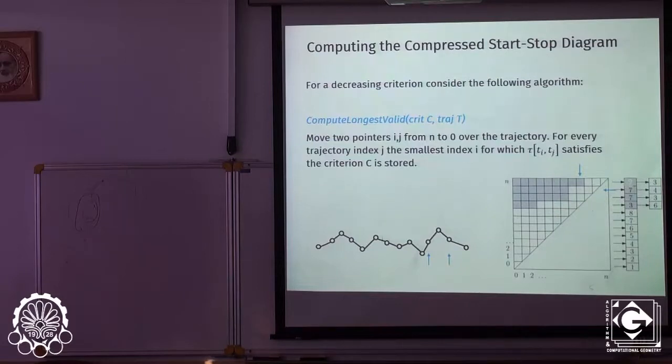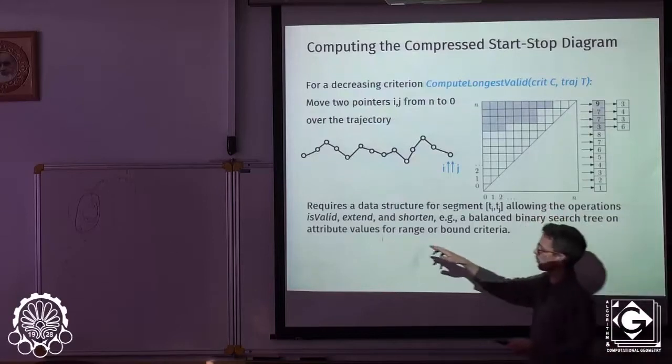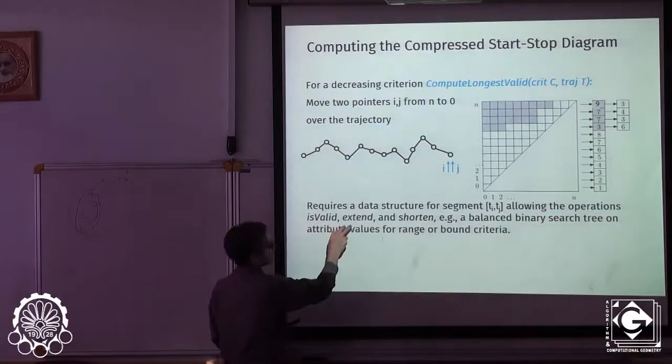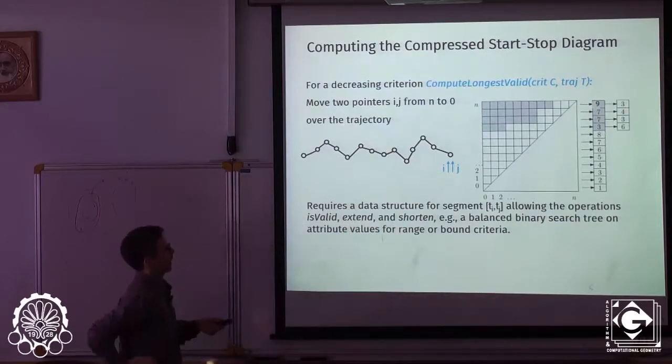What we need to have if we want to run this algorithm, we need to be able to move this pointer, which means we need to be able to extend a segment. We need to be able to move this pointer, so we need to be able to shorten a segment. And then we need to be able to check whether a segment is valid. So what we need is some kind of data structure which allows the following three operations: testing is valid, allowing to extend, and allowing to shorten. And typically the data structure used here will be a balanced binary search tree.